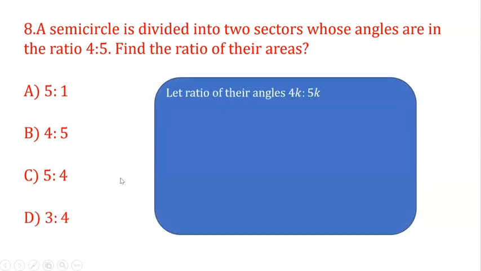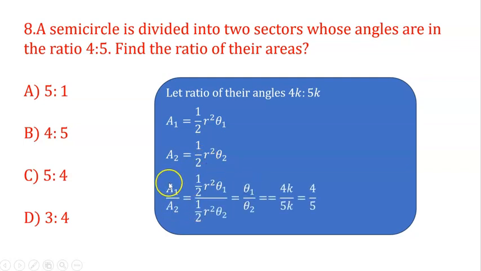Now see this here. Let the ratio of their angles be 4k to 5k. The area of the first sector, that is A1, is equal to 1 upon 2 r square into theta 1. The radius is the same for both sectors. A2 is equal to 1 upon 2 r square into theta 2. If we take their ratio, A1 upon A2 is equal to 1 upon 2 r square into theta 1, over 1 upon 2 r square into theta 2. These two get cancelled. You will get theta 1 upon theta 2.